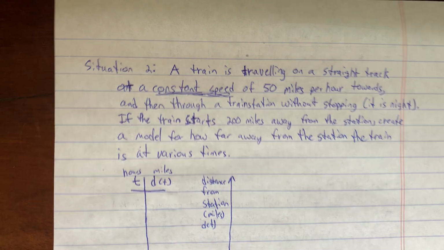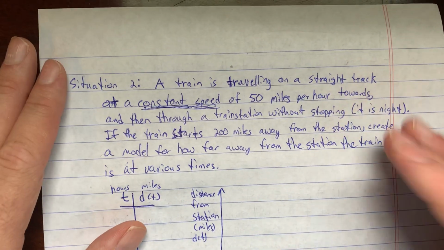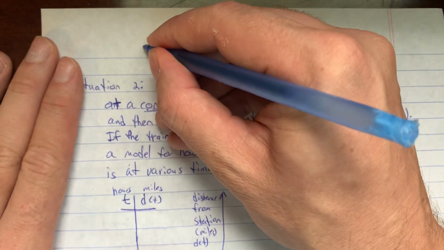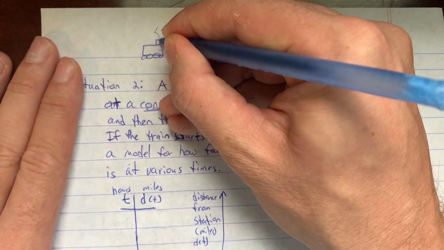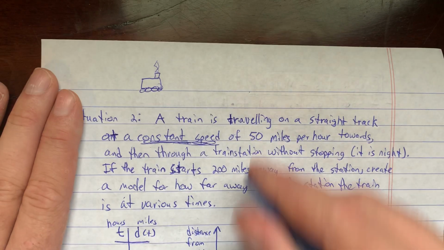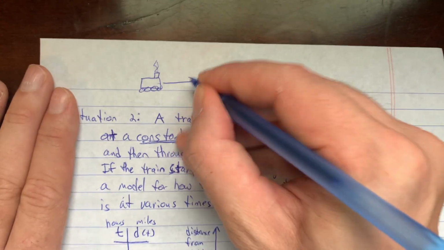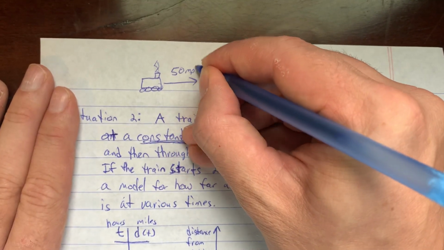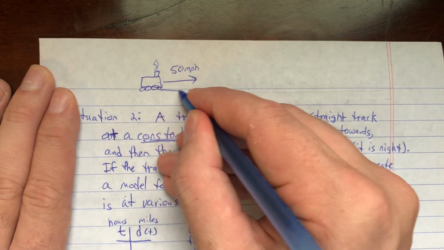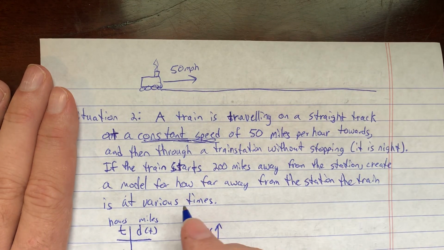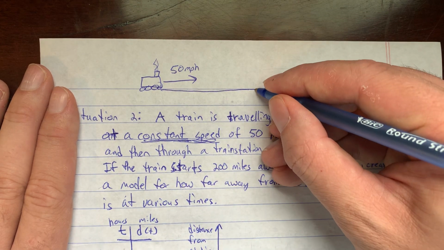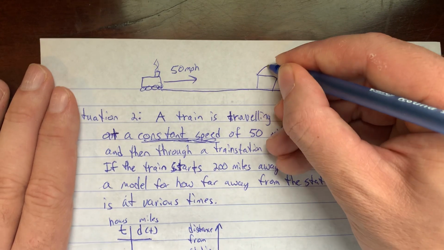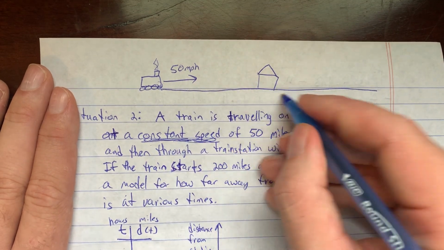Okay, so I'm going to start. Sometimes when I'm modeling, I find it helpful to get a visual of what's happening. There's some sort of train. Okay, I don't know, I'm not good at drawing trains. That's my train. Toot toot. Okay, so here's my train, and it's traveling at a constant speed of 50 miles per hour. And it's traveling along a straight track, and it says it's traveling towards a train station. I don't know what a train station looks like, maybe like this. And then it goes through it without stopping.